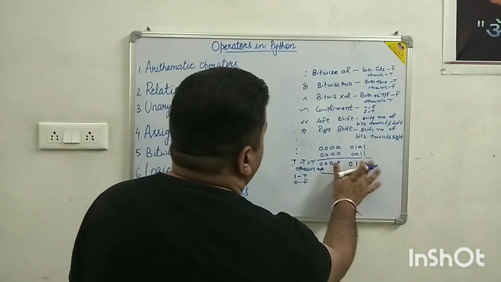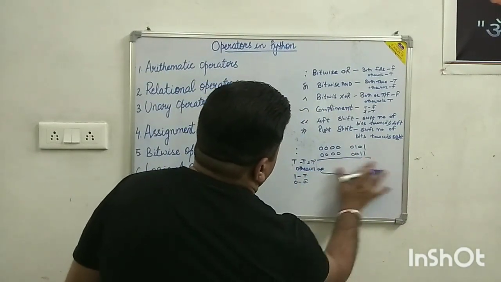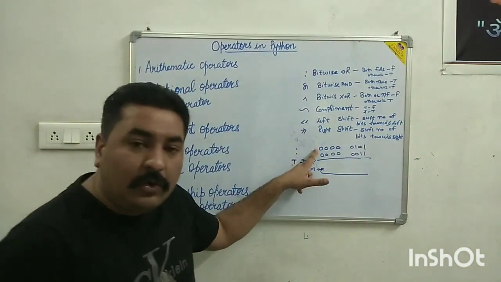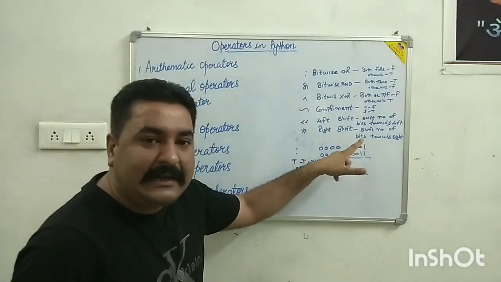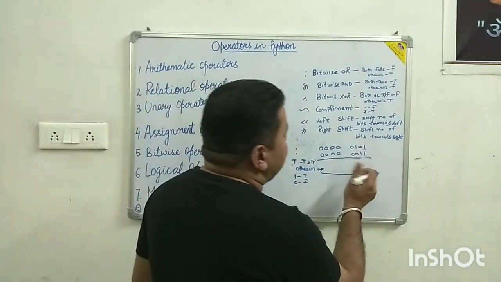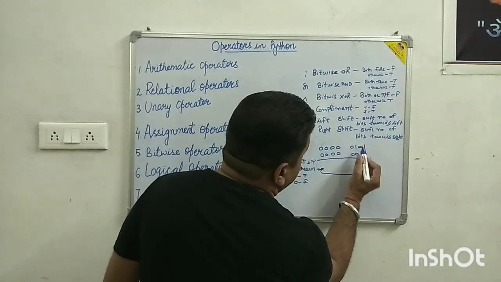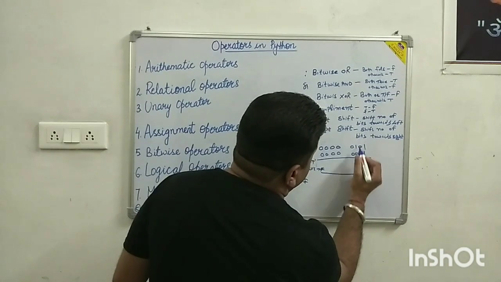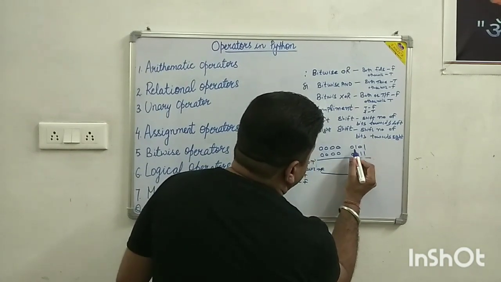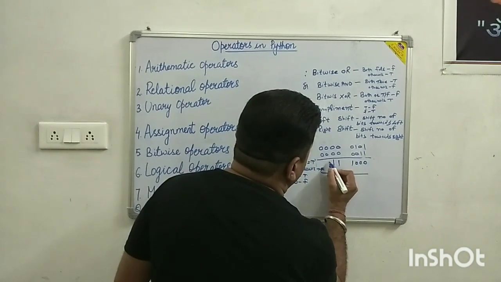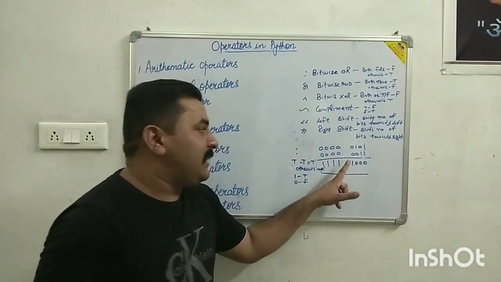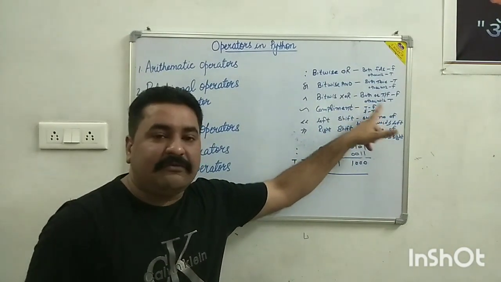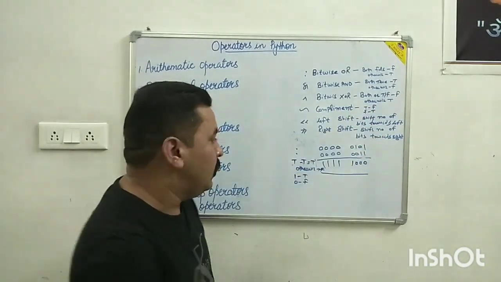Then comes the complement operator. If we use the same value in the complement operator, it means if it is true, then it becomes false, and if it is false, then it becomes true. So where the value is true, we write false. This is also true, so we write false. In this way we are using the complement operator. If the value is true, then it is false. If the value is false, then it is true.